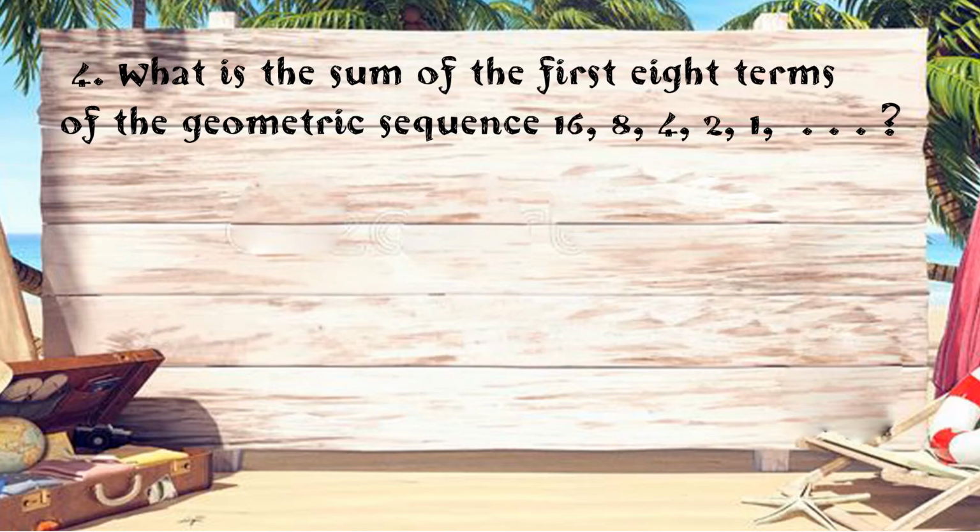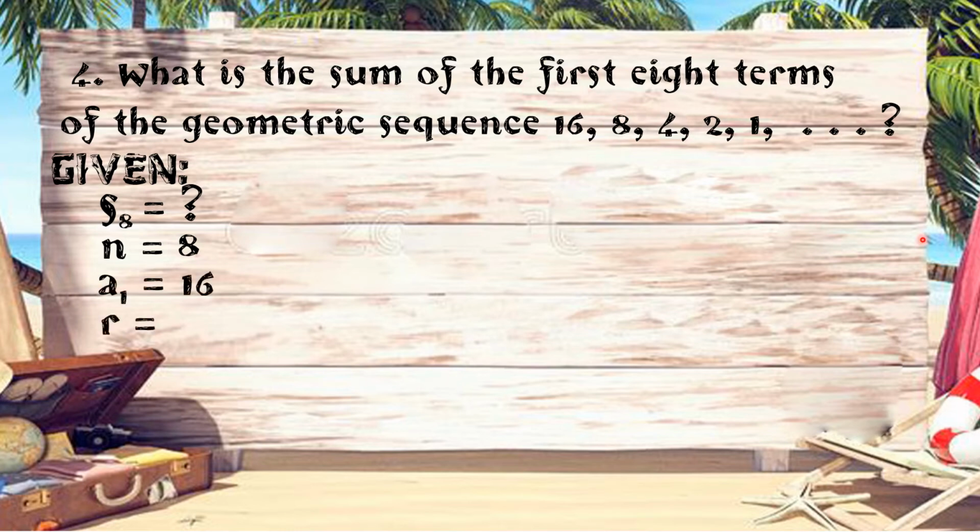Example 4. What is the sum of the first 8 terms of the geometric sequence 16, 8, 4, 2, 1, and so on? Okay, again, let's get first the given. S sub 8 ang ating hinahanap. N is equal to 8. Of course, dyan makikita yan. Ang first term natin is 16. Ang ratio natin is second term divided by the first term, or 8 divided by 16. Lowest term niya is 1/2, or divide both by 8.